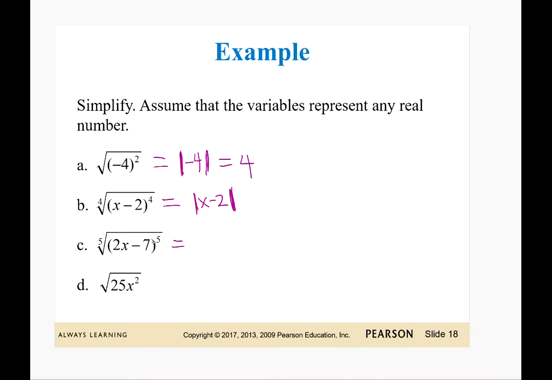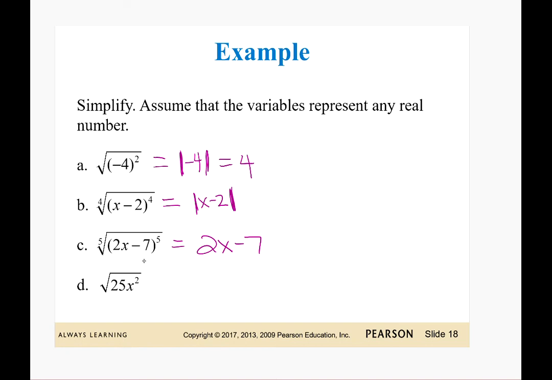Fifth roots don't matter. The fifth root undoes the fifth power, so no absolute values are needed. Remember, absolute values only occur with your even indices. There's your big word of the day: the plural of index is indices. So square roots and fourth roots are going to need it. Fifth roots, not so much.